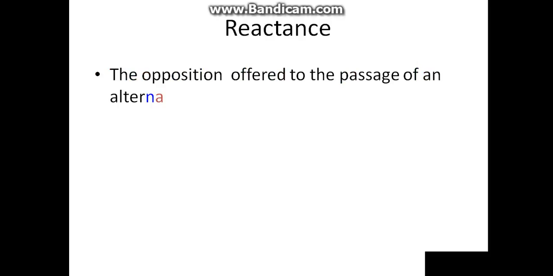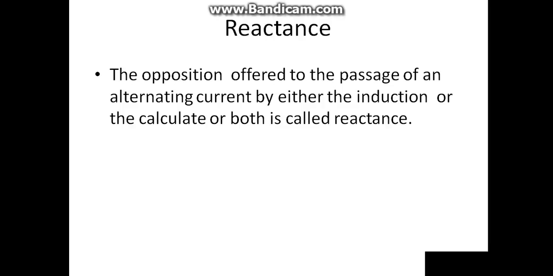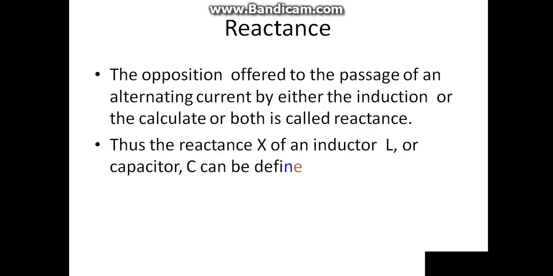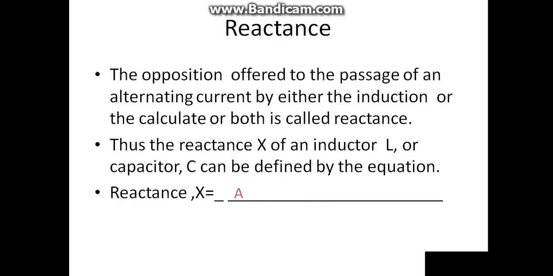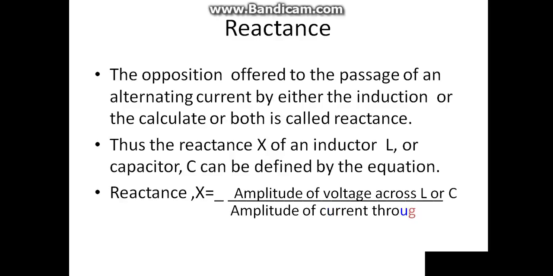Reactance: the opposition offered to the passage of an alternating current by either the inductor or the capacitor or both is called reactance. Thus, reactance X of an inductor L or capacitor C can be defined by the equation reactance X equals the amplitude of voltage across L or C over the amplitude of current through it. X equals Vm over Im.